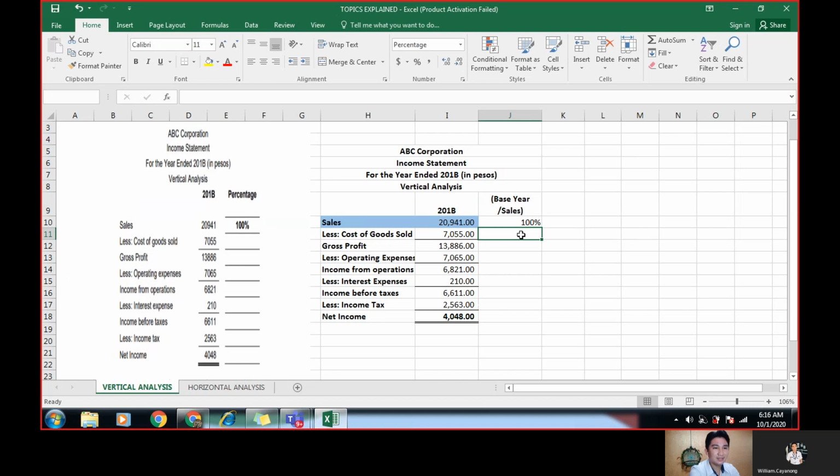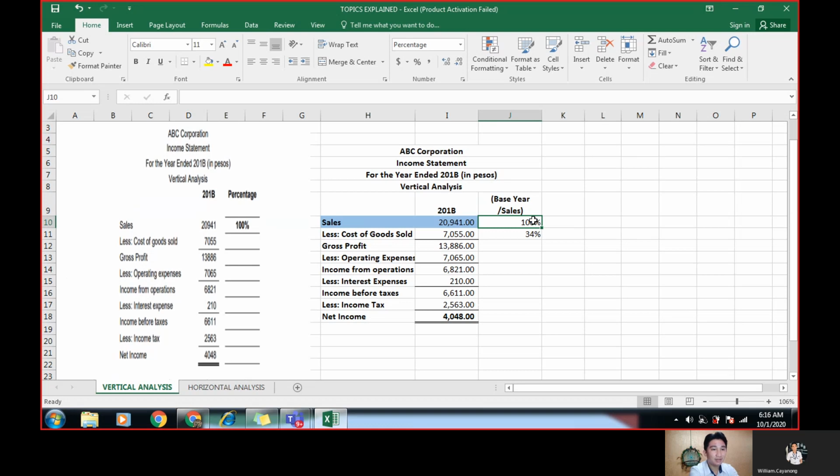20,941. Now, so for you to provide the formula, just put equal sign on the blank cell, then click 7,055 divided by 20,941. Okay, so therefore, 7,055 is 34% of the sales, which is 100%.